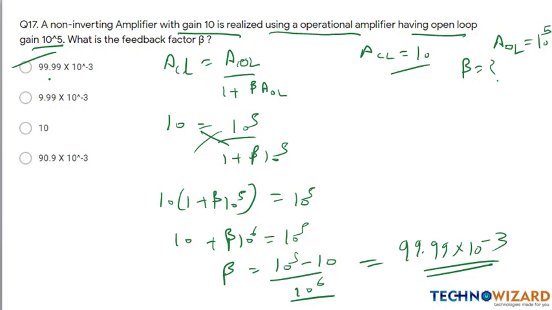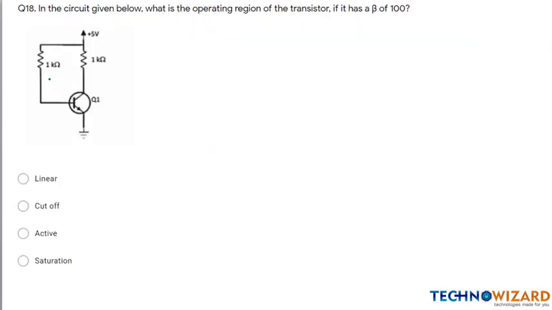Now question number 18. This is also very important. What is the operating region? For the operating region of the transistor, we have to find the VCE, that is the quiescent point of this BJT. From here I can find the IB current.